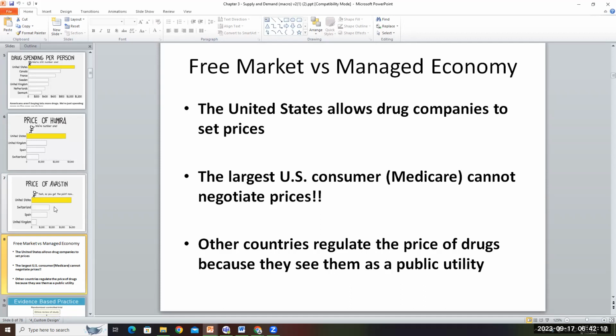So the other thing that goes on in the U.S. healthcare system, or the U.S. pharmaceutical industry, is that the United States is one of the few countries that allows drug companies to set prices. And the rationale is that it encourages research and development.